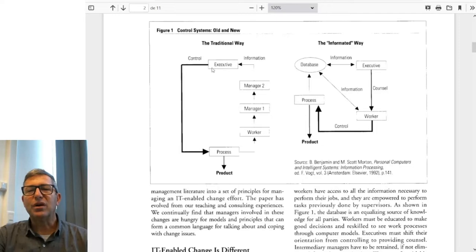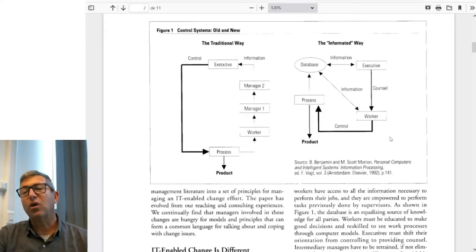Have a look here. In the first model, we have an executive that controls the process, and this executive controls the process, which happens by means of the efforts of workers, managers that control those workers, managers that control other managers, and so on and so forth. So it's a process that involves a lot of control happening, and no technology or very little technology.